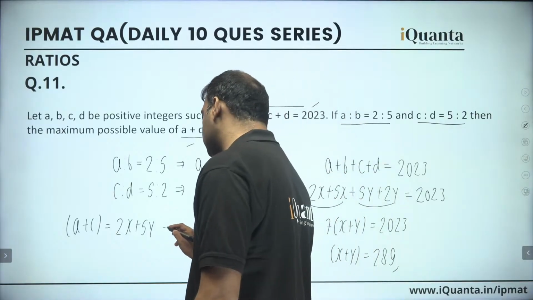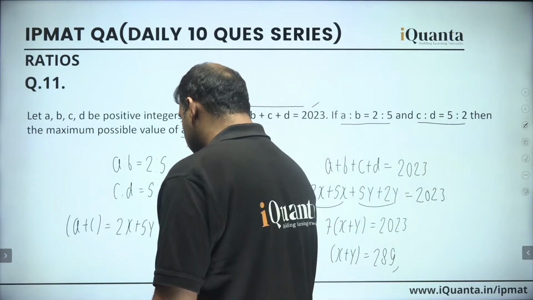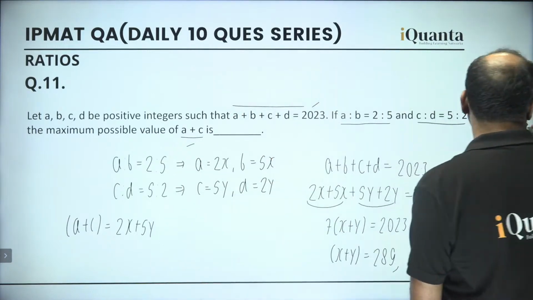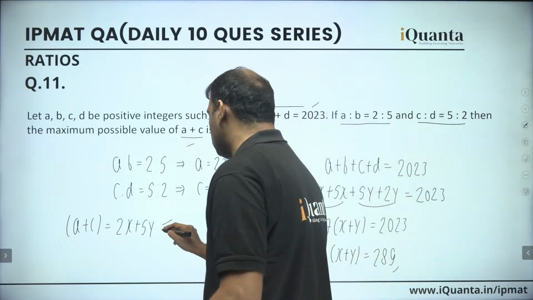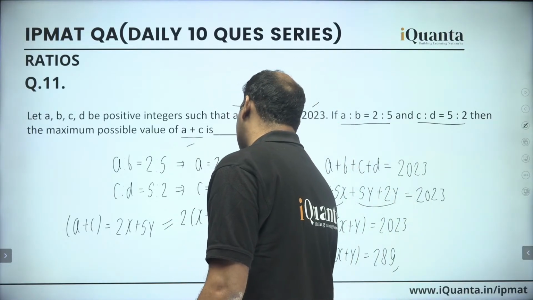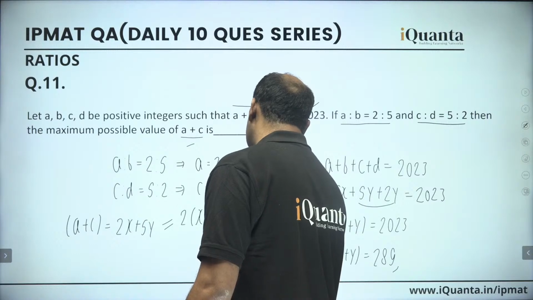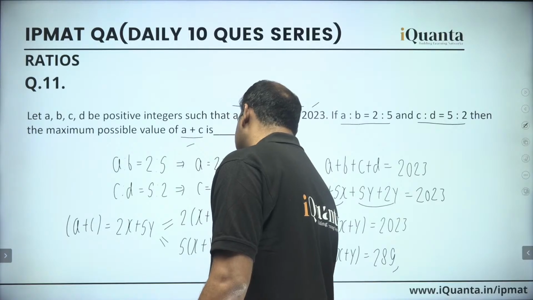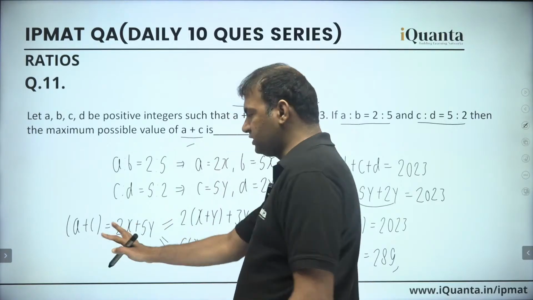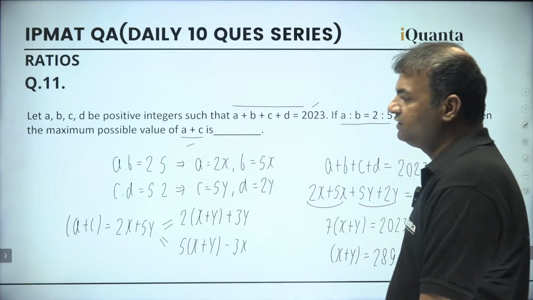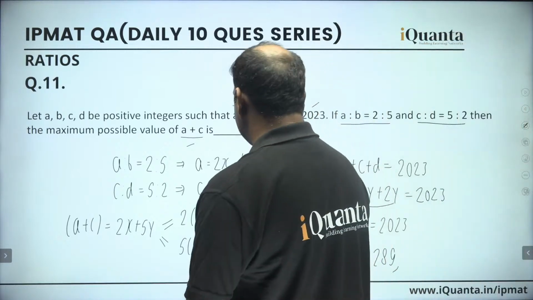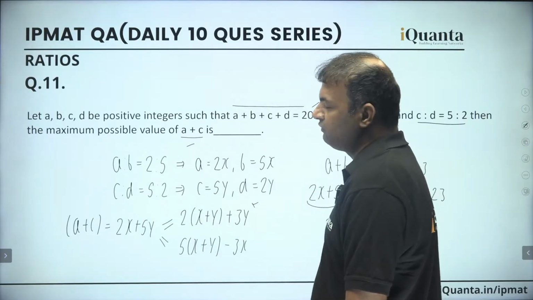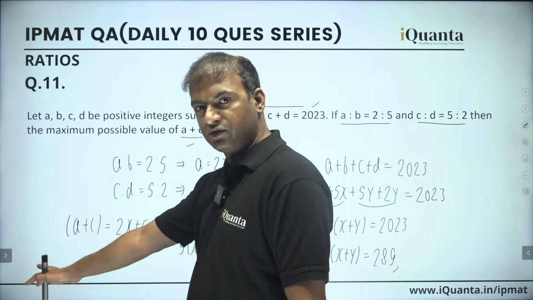Alright, so what we can do here, we can actually write it in two ways, let me tell you. We can write it either as twice of x plus y plus 3y, or we can also write it as 5 times of x plus y minus 3x. We can do it in both ways, okay guys? Suppose we are solving in this way, and we finally come to the part that we need to find the maximum value of A plus C, right?